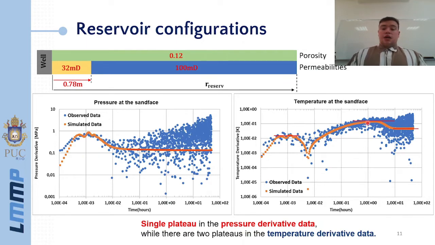And the reservoir analyzed has a skin zone with a lower permeability near the well, followed by a homogeneous region until the end of the reservoir. In red are the values that we want to estimate.